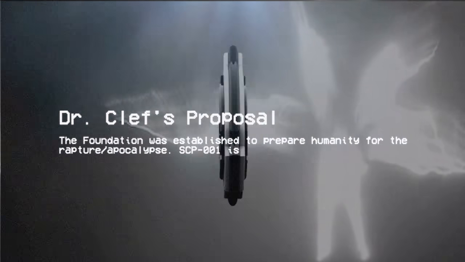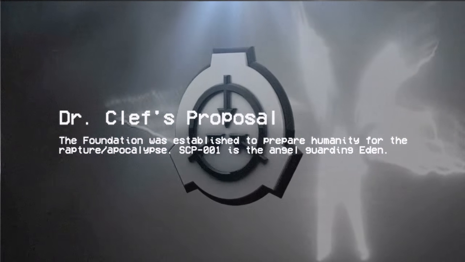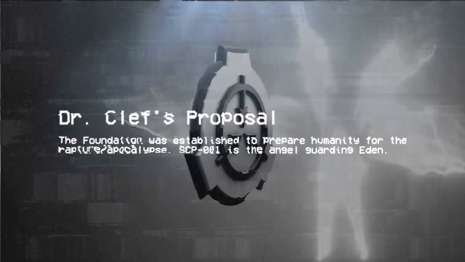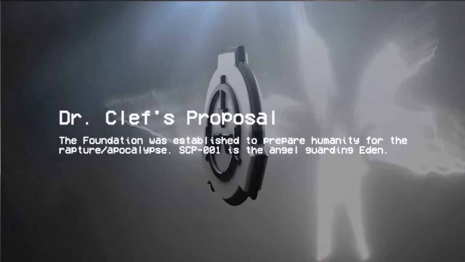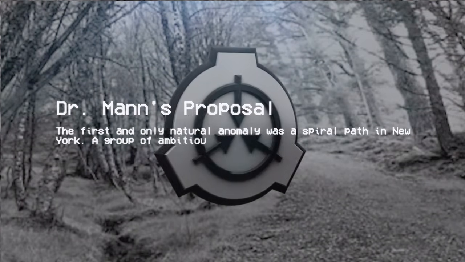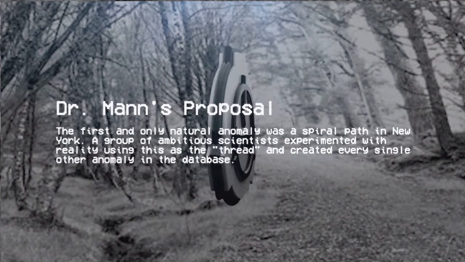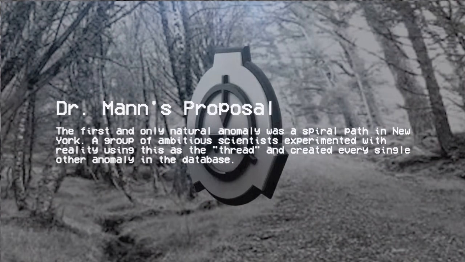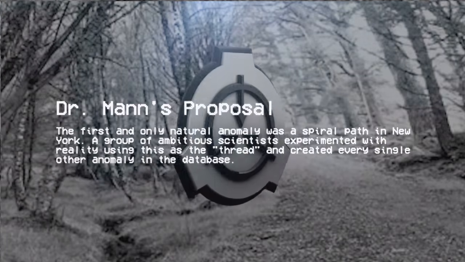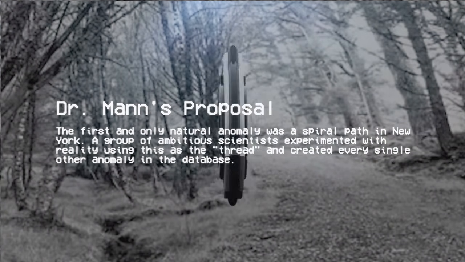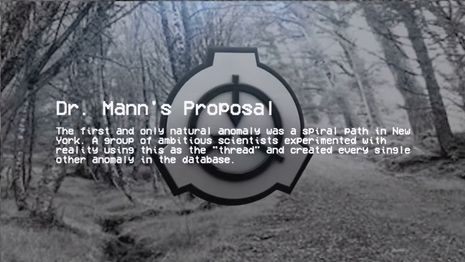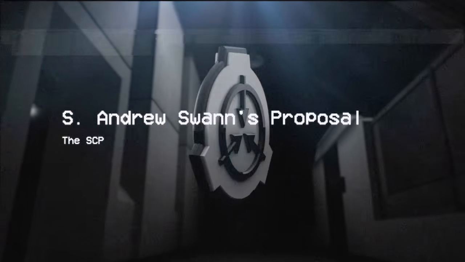Number 1. Dr. Clef's proposal. The Foundation was established to prepare humanity for the rapture or apocalypse. SCP-1 is the angel guarding Eden. Number 2. Dr. Mann's proposal. The first and only natural anomaly was a spiral path in New York. A group of ambitious scientists experimented with reality using this as the thread and created every single other anomaly in the database.